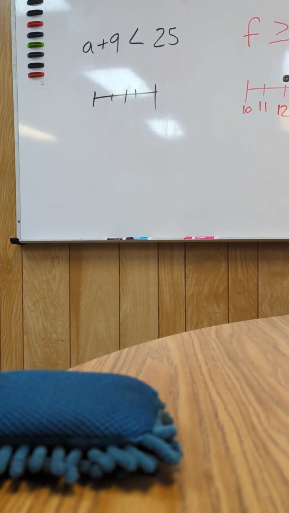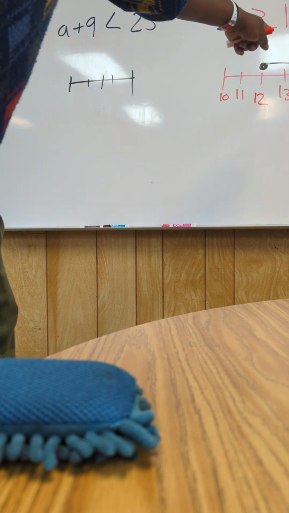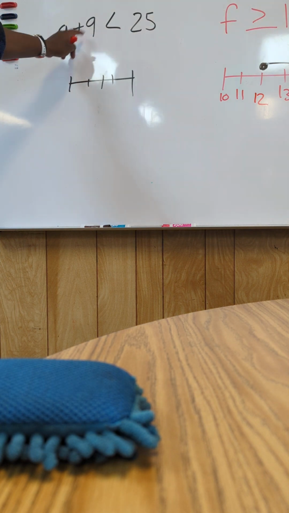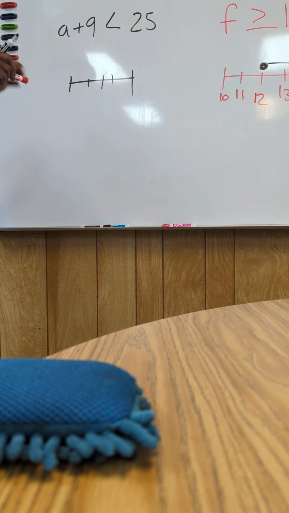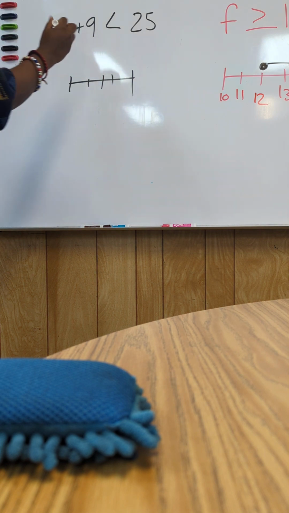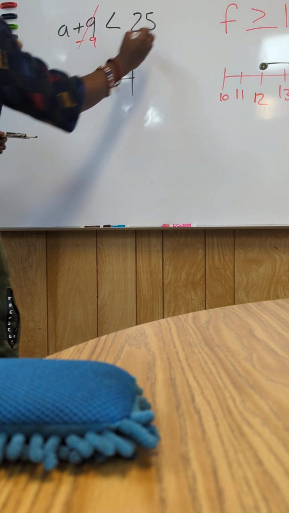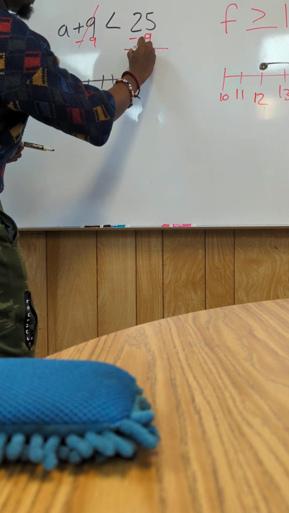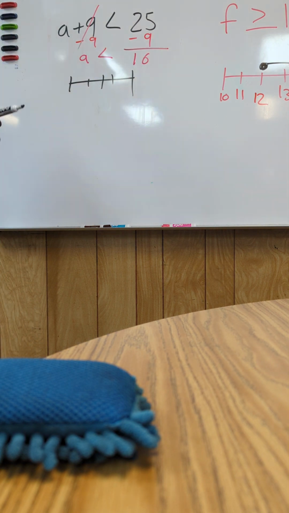For the one that you have to solve, we're just doing the one-step equation: do the opposite operation to find out what a equals, and then we're going to graph it just like we did this one. So I know that a plus 9 is less than 25. I want to know what a would be, so I need to subtract 9 on both sides. Opposites cancel. 25 minus 9 is 16, so a is less than 16.